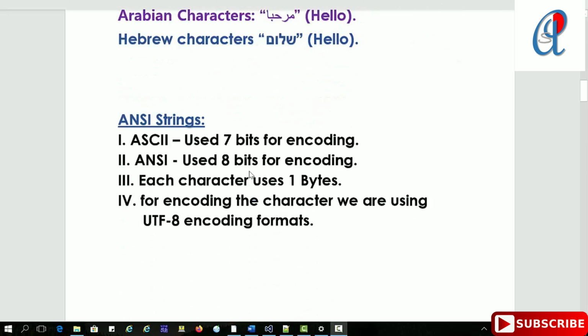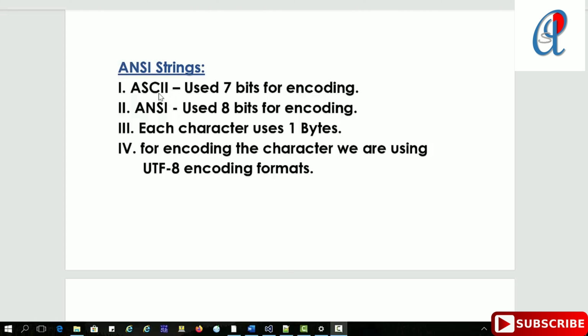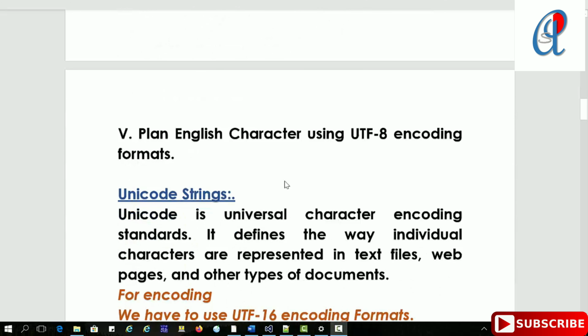So there are two types of encoding we are using. The first one is ANSI strings and the other is Unicode strings. So first we'll see ANSI. Before that, ASCII came first, which generally uses 7 bits. Then the advanced feature came with ANSI, which is most widely used now. ANSI uses 8 bits for the encoding, and each character represents 1 byte. For encoding, we are using the UTF-8 encoding format, so plain English characters use UTF-8 encoding format for the translation of that language.